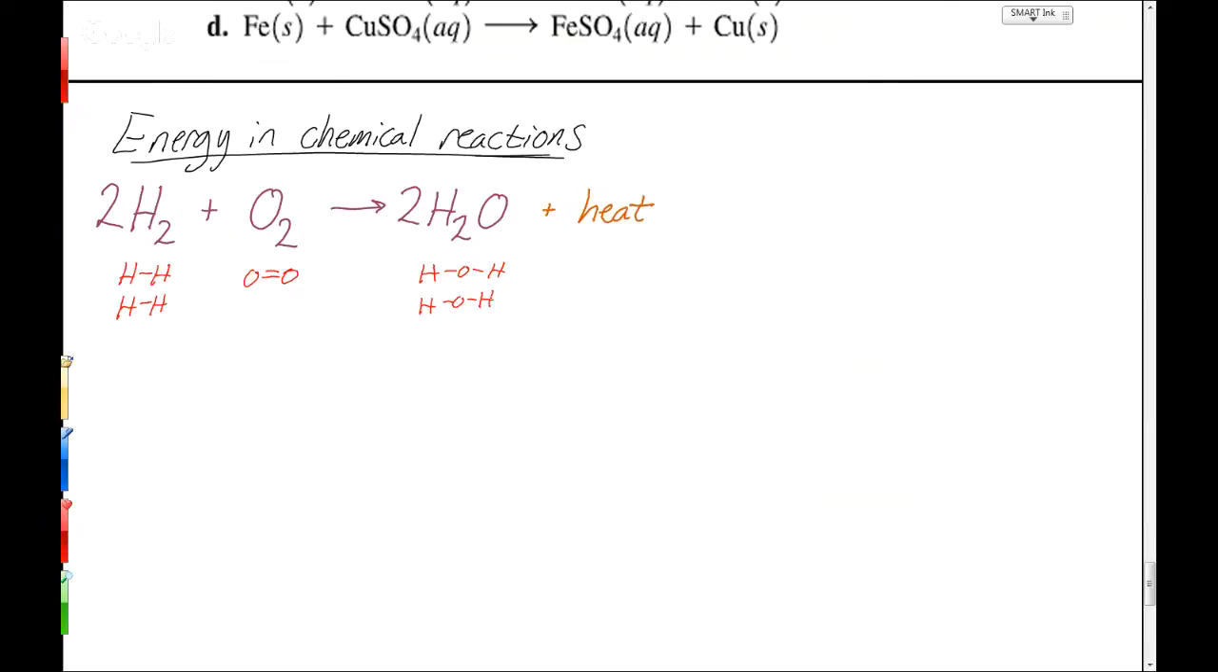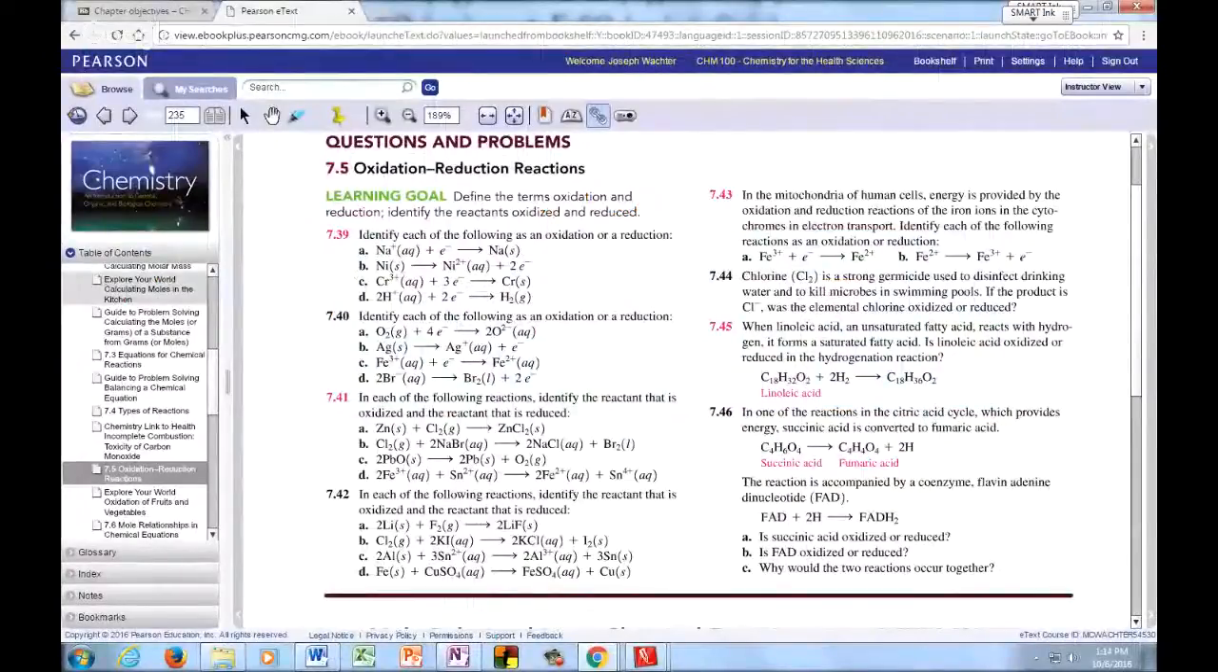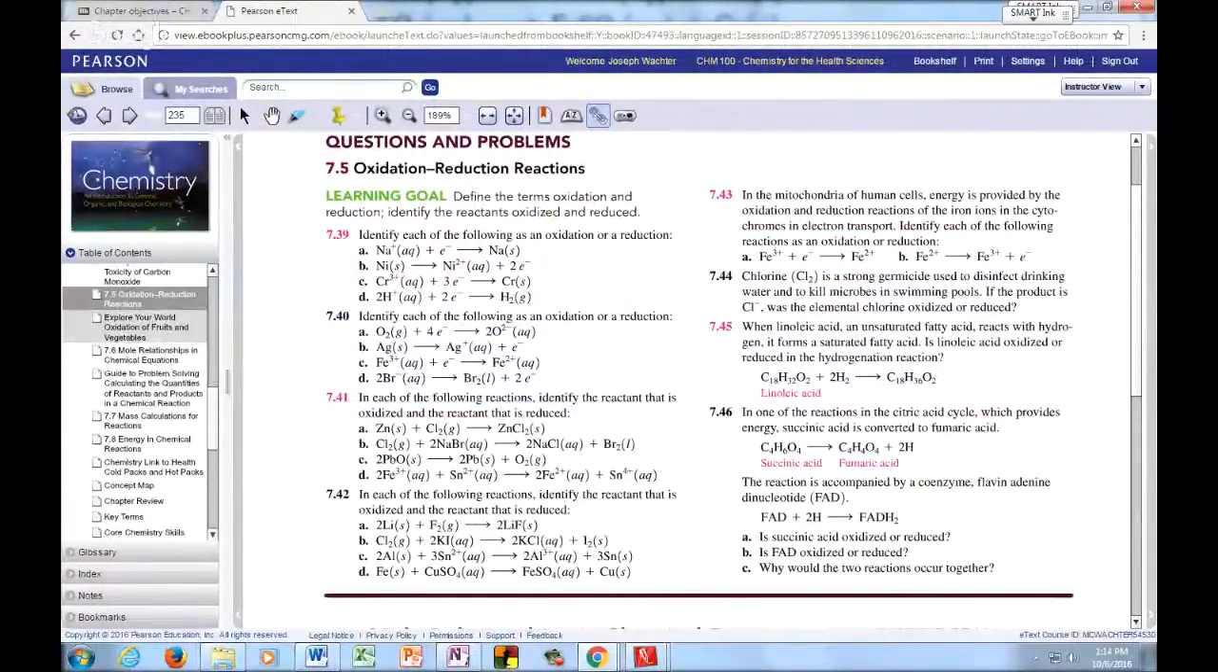So another way we can think about this reaction is 2 hydrogen-hydrogen bonds are breaking, and 1 oxygen-oxygen double bond is breaking. And then 4 hydrogen-oxygen bonds are forming. So all of those things are happening in this reaction. And the fact that heat is produced means that more heat is produced when those H-O bonds form than is used when those other ones break. And we can look this up in a table. Over here.